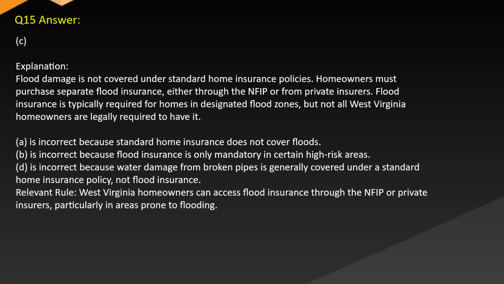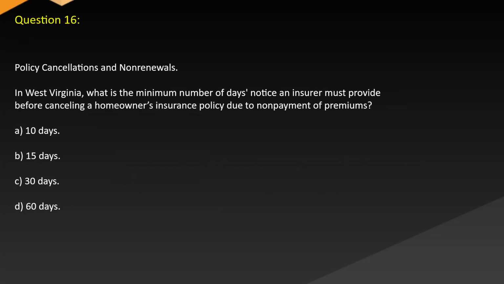B is incorrect because flood insurance is only mandatory in certain high-risk areas. D is incorrect because water damage from broken pipes is generally covered under a standard home insurance policy, not flood insurance. Relevant rule: West Virginia homeowners can access flood insurance through the NFIP or private insurers, particularly in areas prone to flooding. Question 16. Policy cancellations and non-renewals.